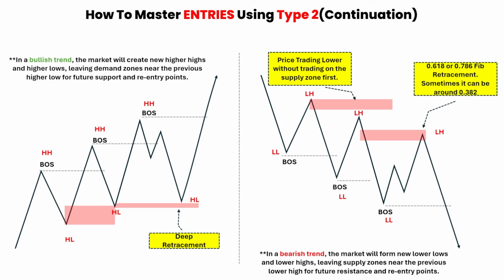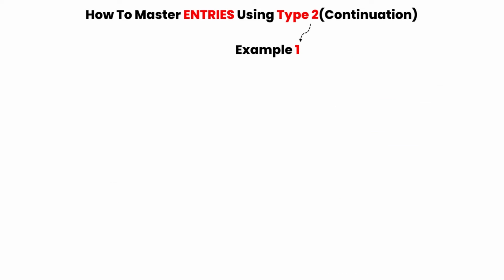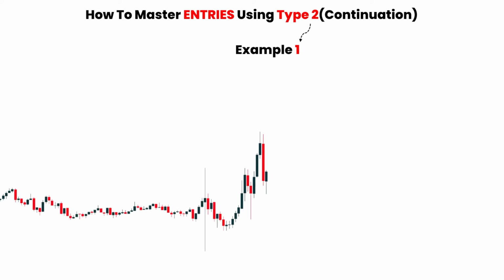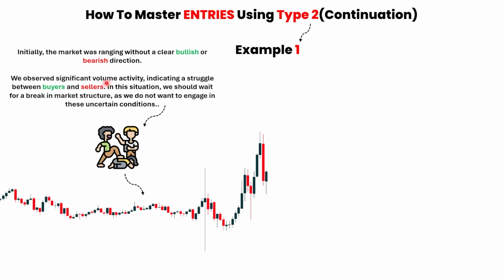So let's move on to the next example of type 2 continuation, example 1. We can see over here we have this messy chart. We don't know what's going on in this chart, so let's talk about it. What I wanted to say is that initially, on this area here, the market is still ranging. You can see we don't have a bullish or a bearish movement around this area.